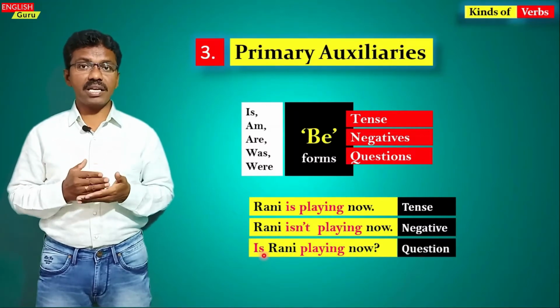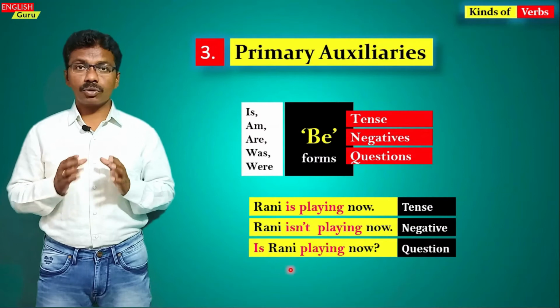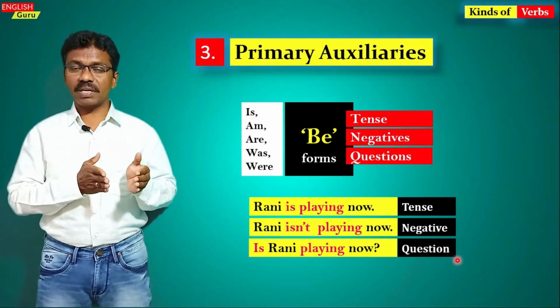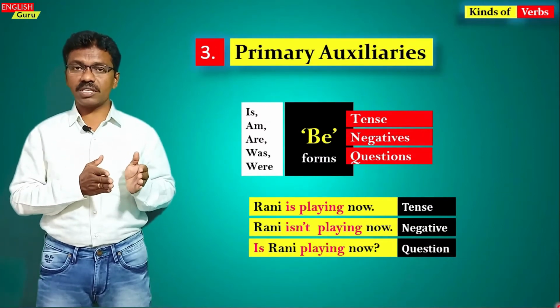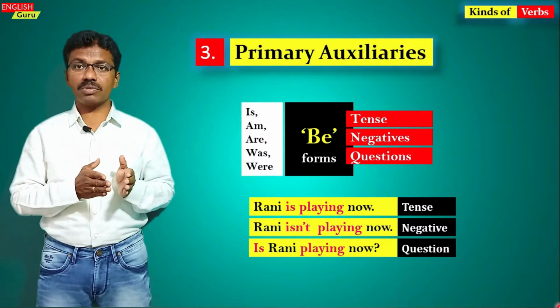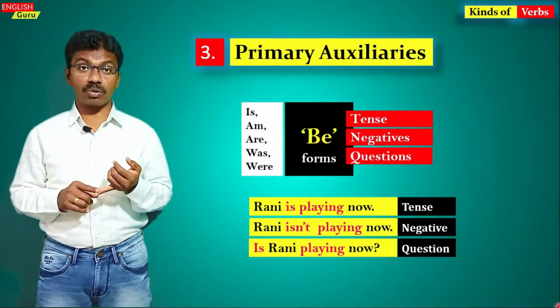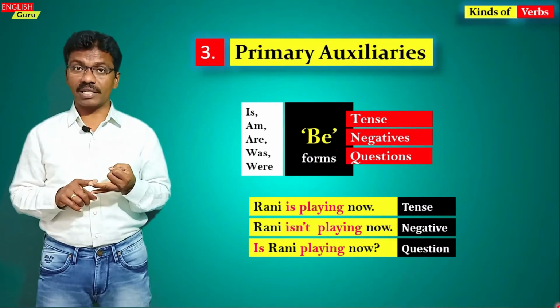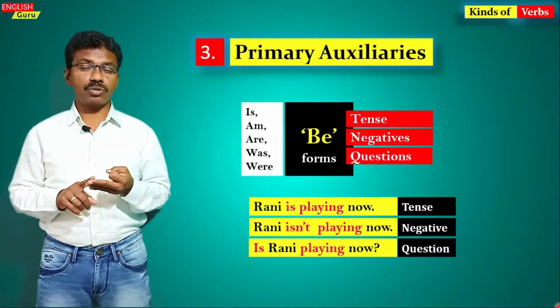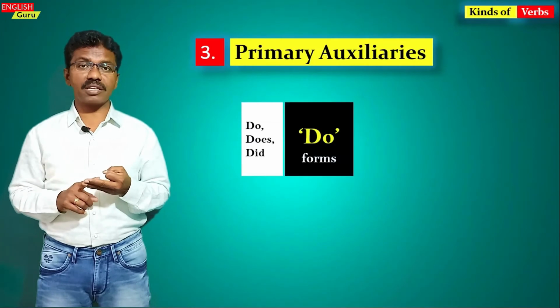Whereas if you say, is Rani playing now, so is is kept in the beginning of the sentence. When you keep this in the beginning of the sentence, it becomes a question. So be forms are used to ask questions, to form negatives of a sentence, and to denote the tense of a sentence.